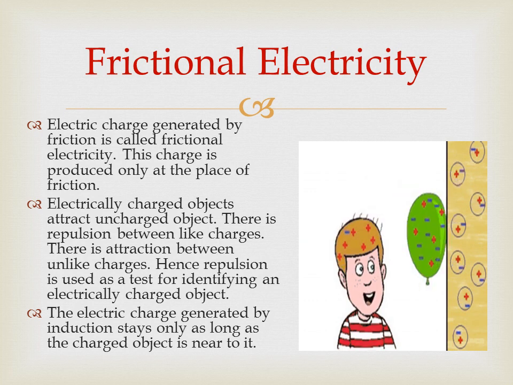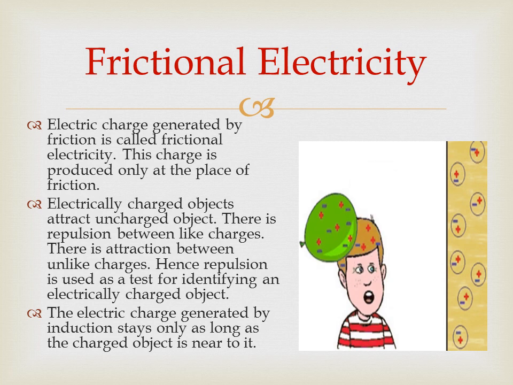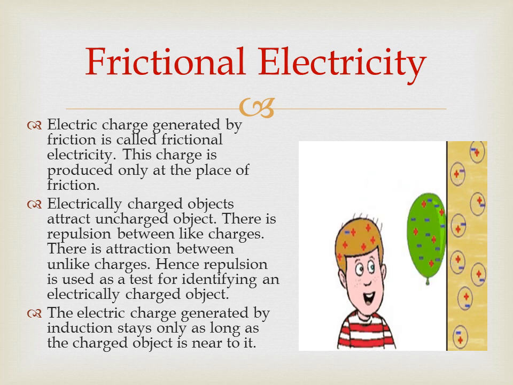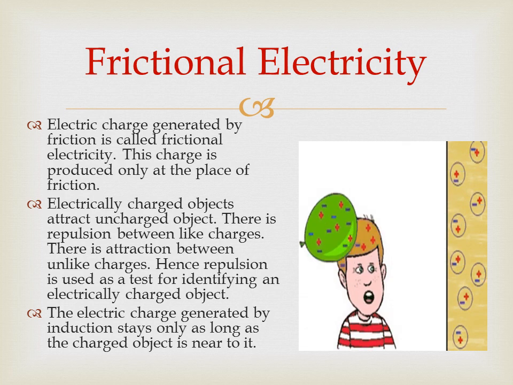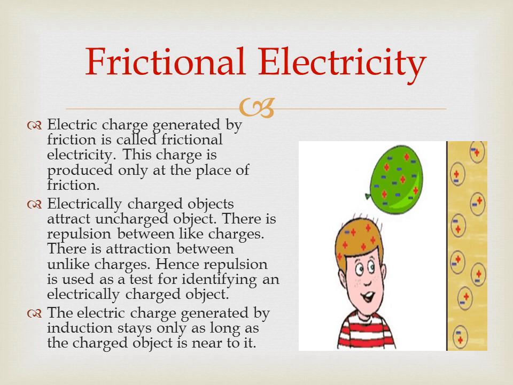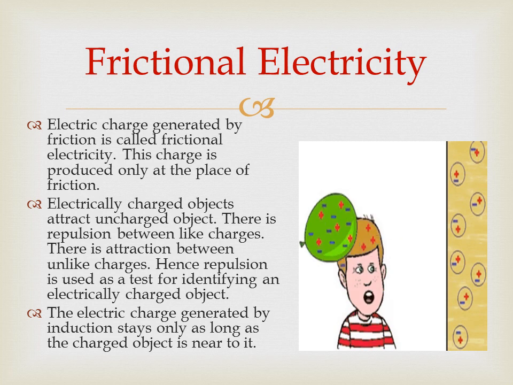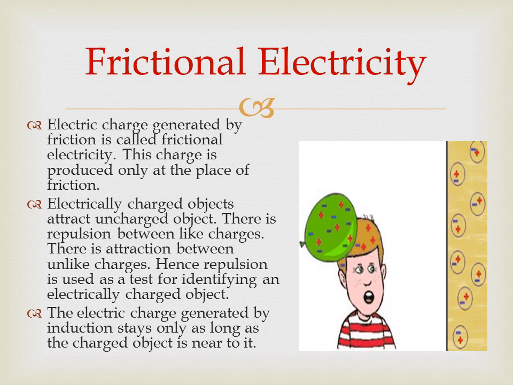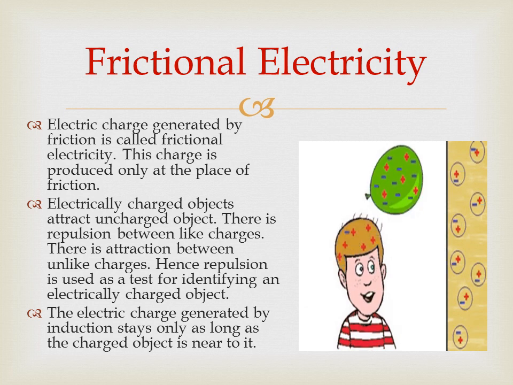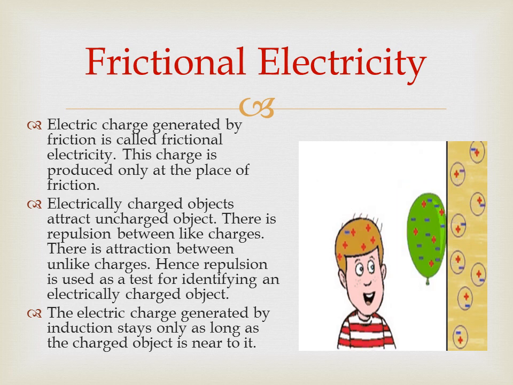Electrically charged objects attract uncharged objects. There is repulsion between like charges. There is attraction between unlike charges. Hence, repulsion is used as a test for identifying an electrically charged object. The electric charge generated by induction stays only as long as the charged object is near to it.